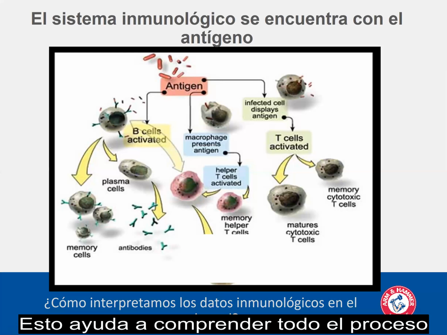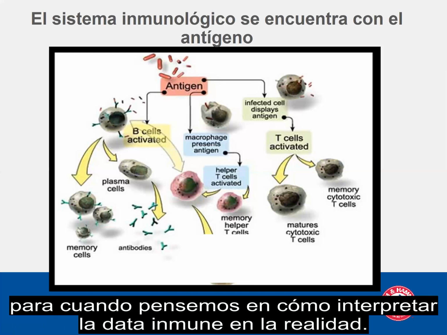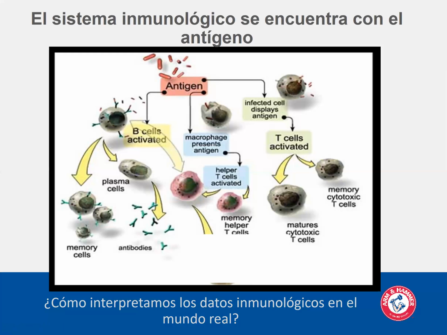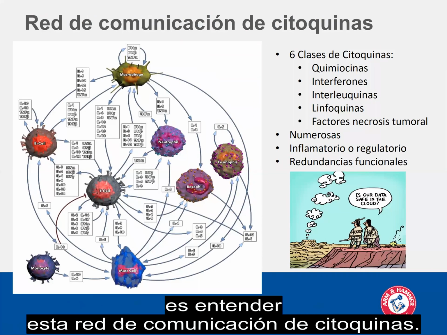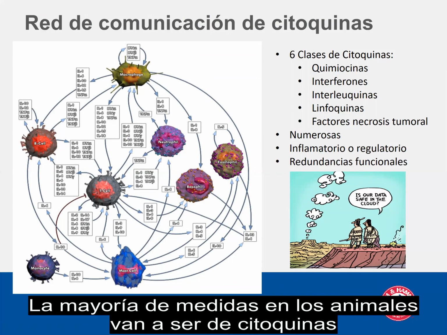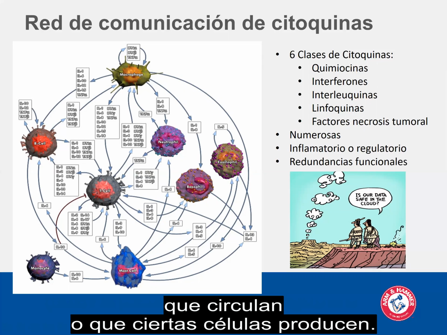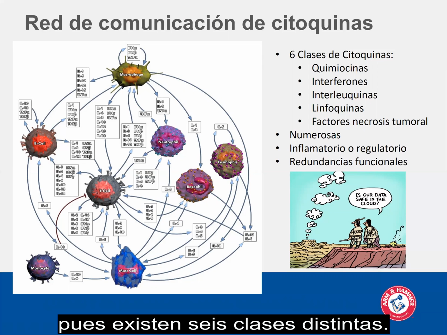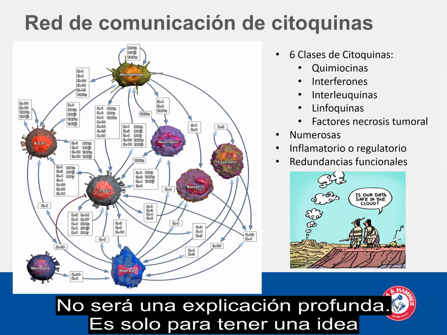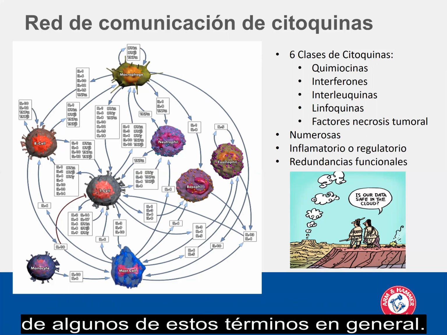So this helps us start to understand this whole process for when we start to think about how we interpret the immune data that we'll sometimes see in the real world. And really, the key for interpreting the immune data that we see in the real world is understanding this cytokine communication network. Most of what we measure in our animals or our host are going to be cytokines in circulation, or cytokines that certain cells are producing. And we'll talk a little bit more about cytokines. They come in 6 different classes, and we're not going to go into detail, just so you have an idea of some of these terms.